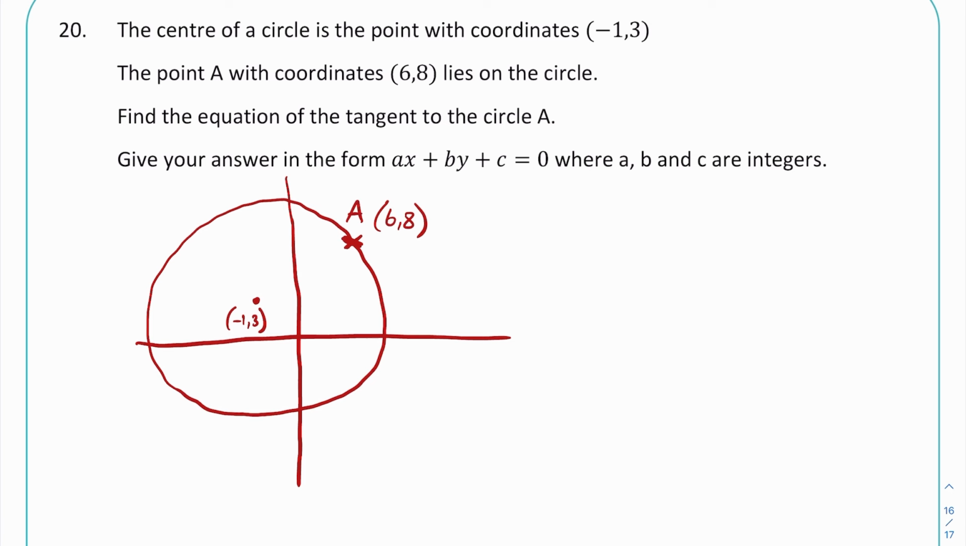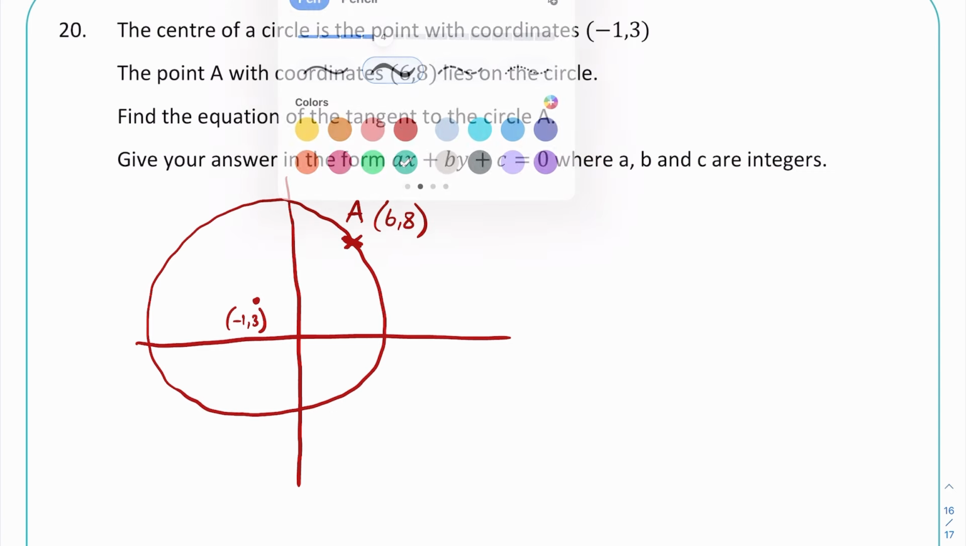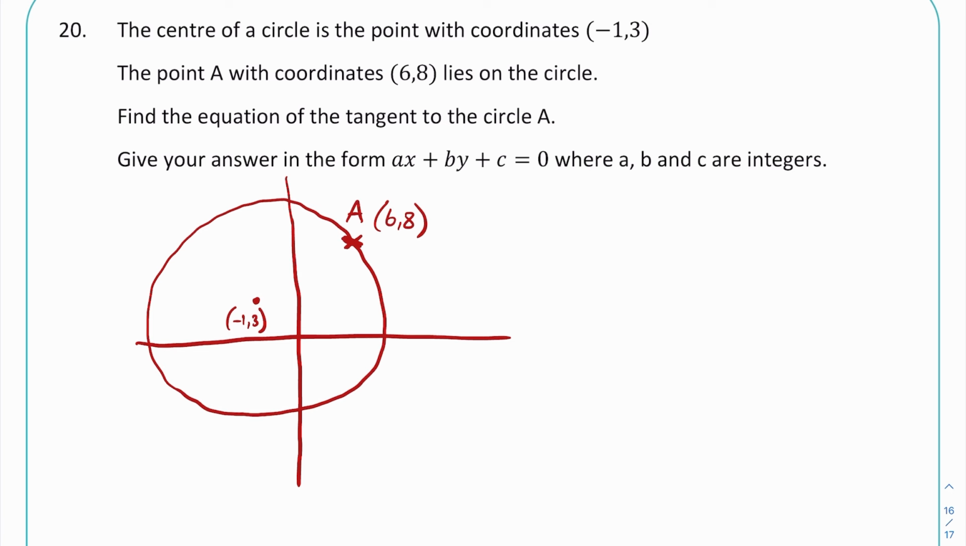Now in order to do that, we're going to need to know the gradient of the radius. To get the gradient of the radius, we can just have a look between those 2 points. Once we've got that, we can then find the negative reciprocal for the gradient of the tangent and sub those points in. This actually isn't as bad as it first looked. To get that gradient from there to there, we can do the rise over run, or the change in y over the change in x.